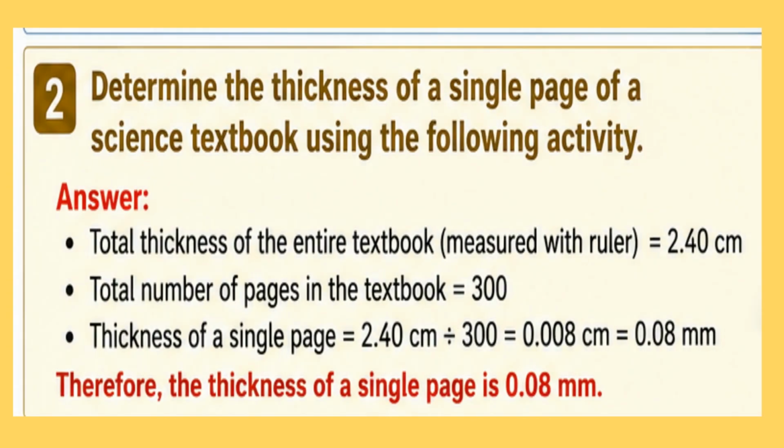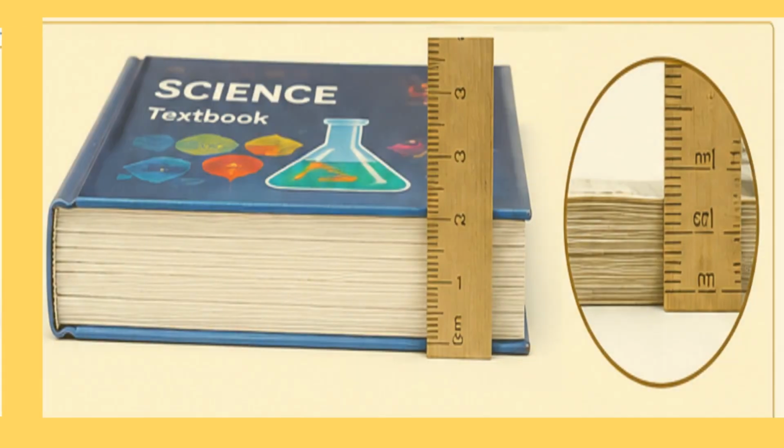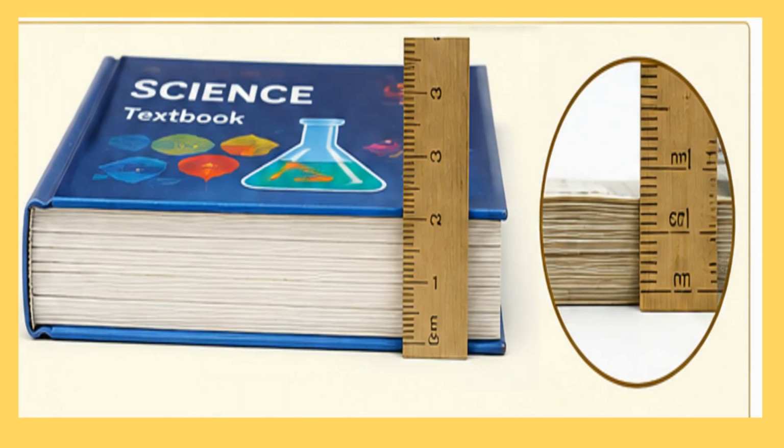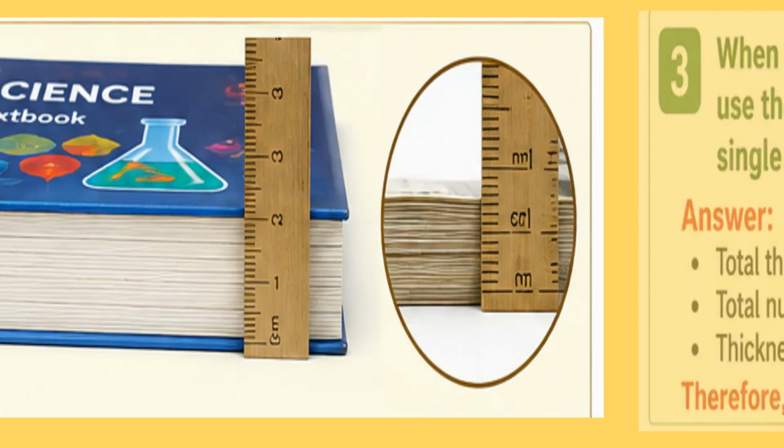Next, we determined the thickness of a single page of a textbook. By measuring the total thickness of the 300-page book as 2.40 centimeters, we calculated the thickness of one page to be 0.08 millimeters. This visual demonstrates how we use a ruler to measure the total thickness of the book to perform our calculation.